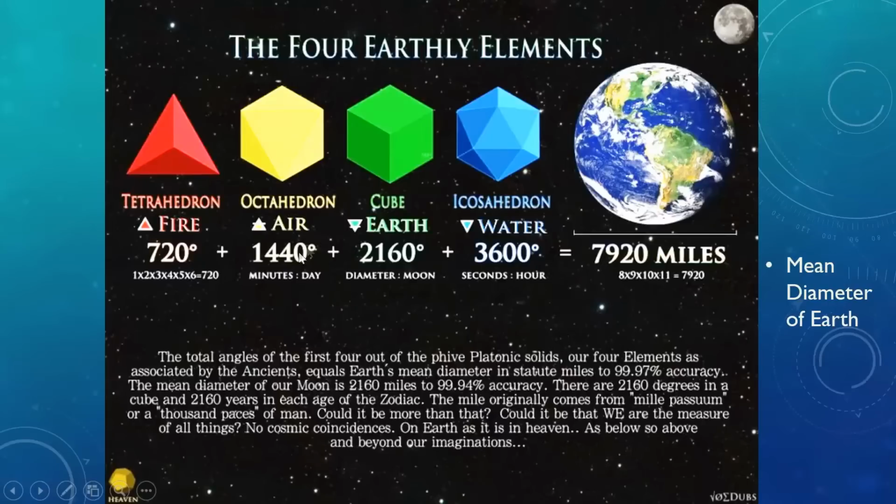The octahedron with the number 1440 is the number of minutes in a day. The representation for the degrees in a square is the diameter of the moon. And the icosahedron at 3600 is the number of seconds in an hour.